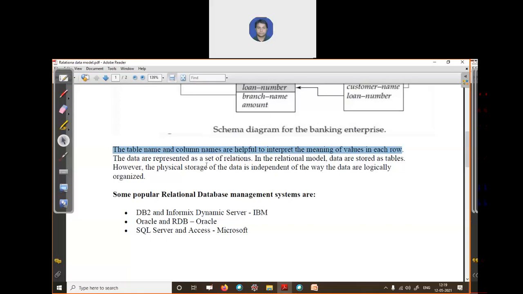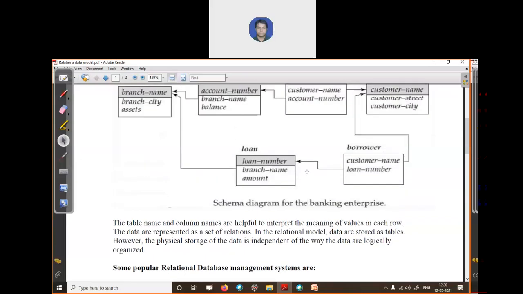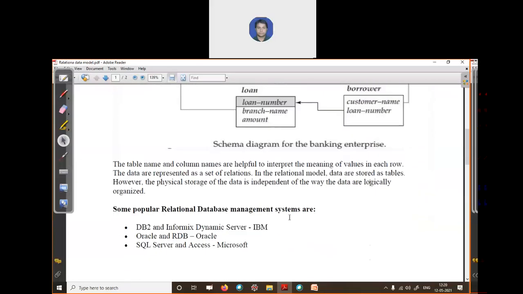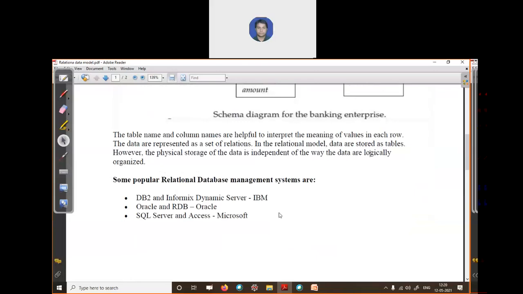The second line, I'm sure you cleared: the data is represented as a set of relations, and in the relational data model it is stored in the form of tables. However, the physical storage of data is independent of the way data is logically organized. What we have seen is the logical representation of your data, but the actual physical data, meaning how your data resides on your disk or storage, is different. It's independent.